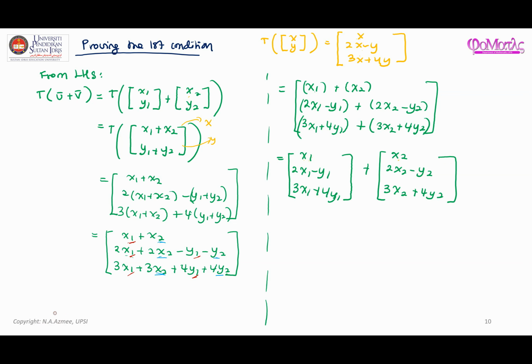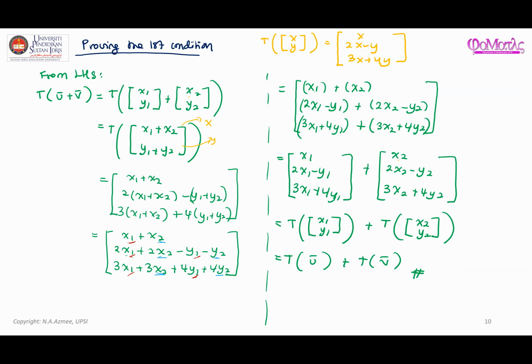Therefore, you can simply write this as T of x1, y1, and this is T of x2, y2. The input here is as such. And what is x1, y1? x1, y1 is vector u, and x2, y2 is vector v. And there you go, we're done with proving the first condition. Let us move forward and try to prove the second condition.